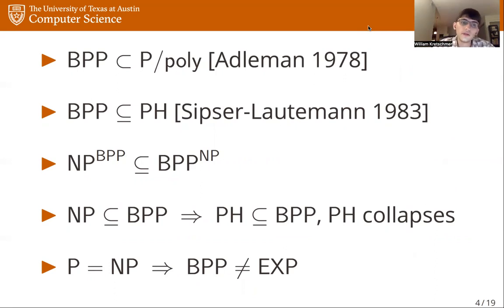So for example, we know that NP to the BPP is contained in BPP to the NP. So this says that if you have an NP algorithm that uses a randomized subroutine, you can turn it into a different kind of algorithm where you actually choose the randomness before you choose the NP witness. And this can be shown to imply this next bullet point, which is that if NP is contained in BPP, then in fact the entire polynomial hierarchy is contained in BPP, which in turn implies that PH collapses. And then finally, we know that if P equals NP, well, this implies P equals BPP, which would of course imply that BPP is not equal to EXP by the time hierarchy theorem.